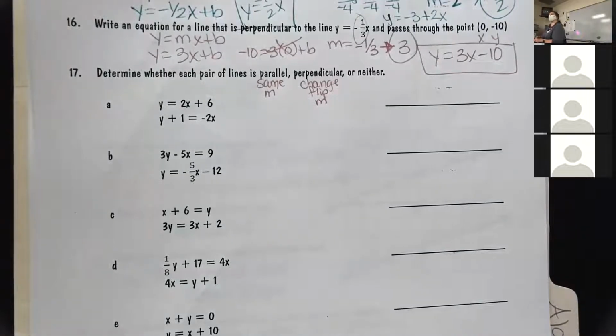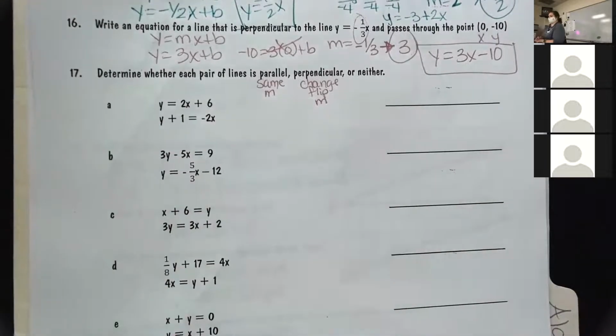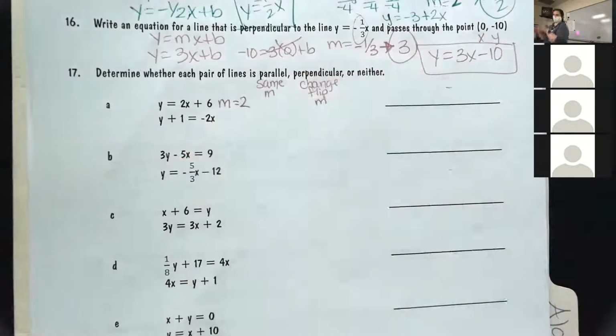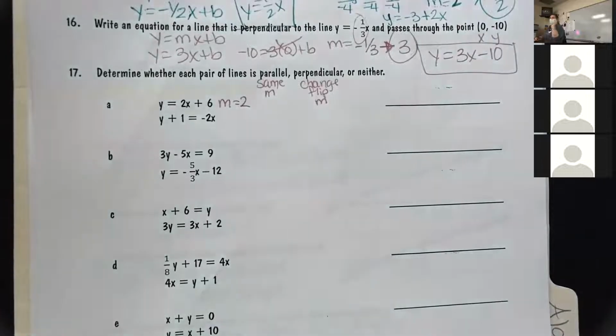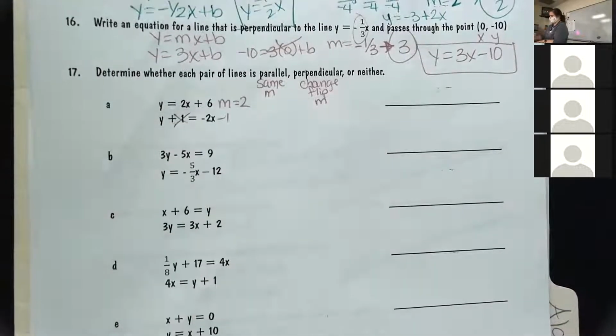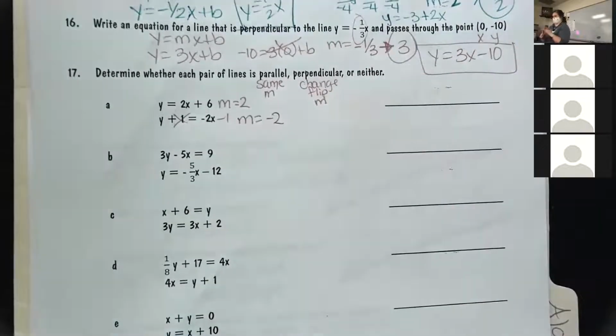Okay, but you still need them in your favorite form to begin. Is this in my favorite form? No. The first one? Yeah. Yes. What's my m? 2. Wonderful. Do I need to know b? No, I don't really care about b. I just need m. Is this in my favorite form? No. Move that one over. That's gone. What's m? -2.